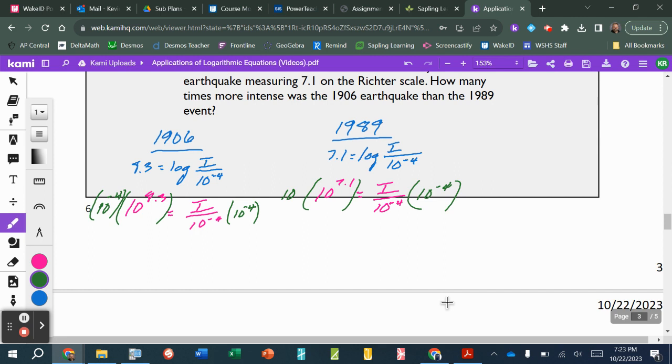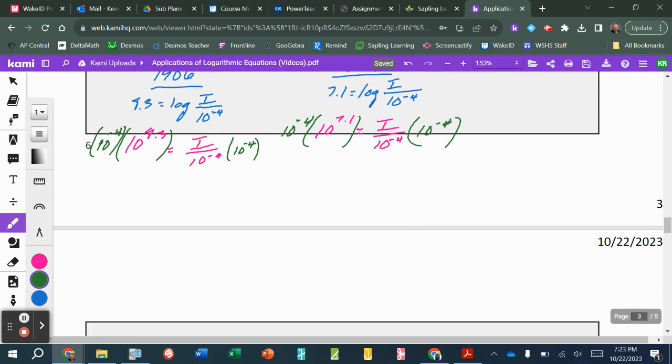Now, if you remember when we reviewed our properties of exponents, we said that if we were multiplying two factors that had the same base and different exponents, we would simply add the exponents. On the left, these will just simplify out. So if I add these exponents, that is a negative 4 there, it's kind of hard to see because it was on the line. But this thing is going to become 10 raised to the 4.3 power, because I'm going to have 8.3 minus 4. And that's going to give us the intensity of this 1906 earthquake.